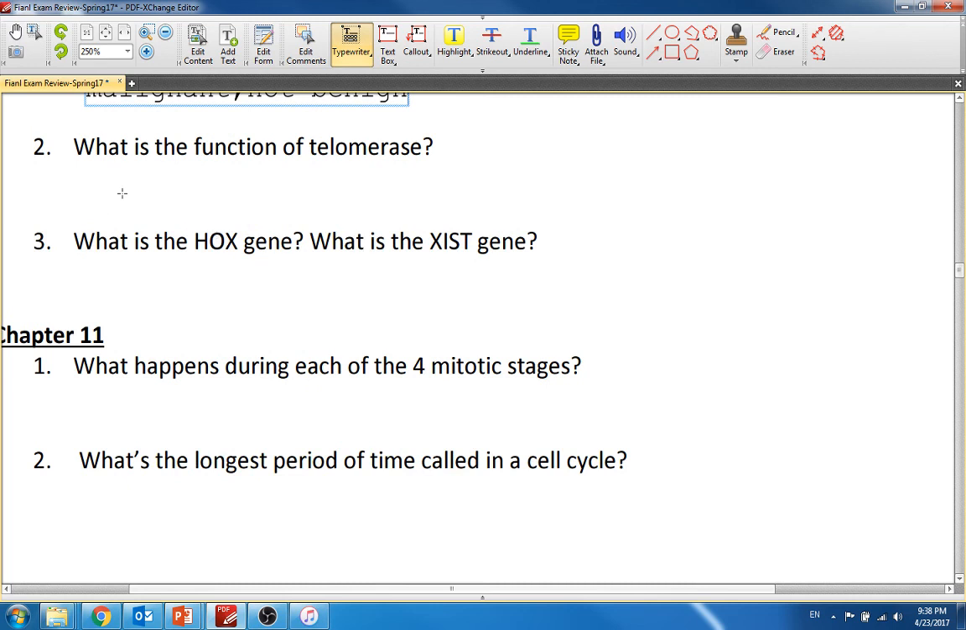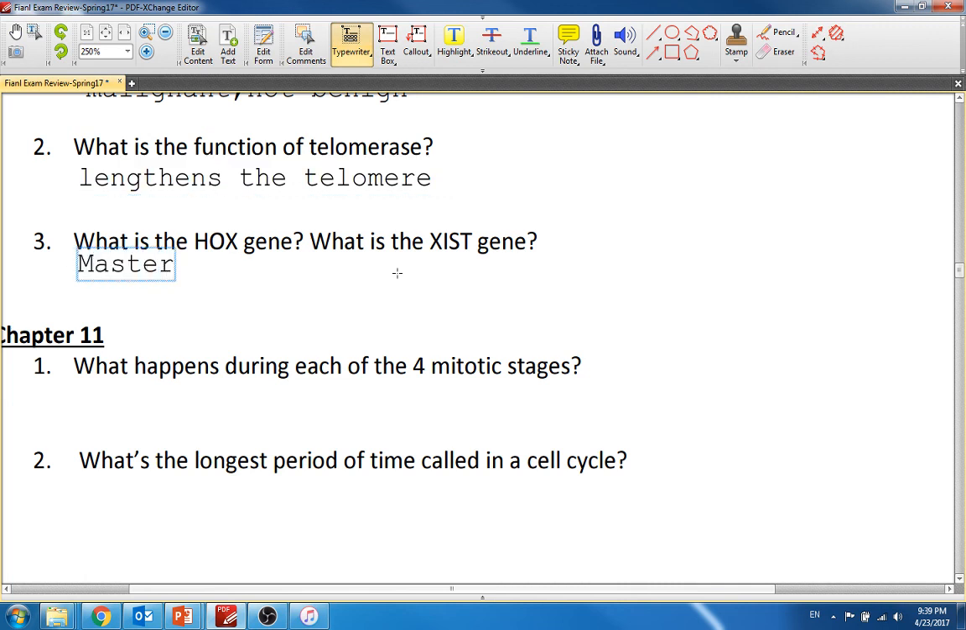Number 2, what is the function of telomerase? The function of telomerase is to maintain or extend the sequence of the telomeres in a chromosome. So they're going to add the letters back to the end of the chromosomes to maintain the length of the telomeres, which has something to do with the life of a cell, which is why cancer cells are immortal, because their telomeres never shorten.